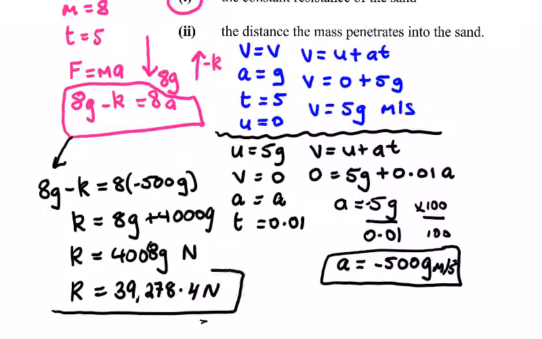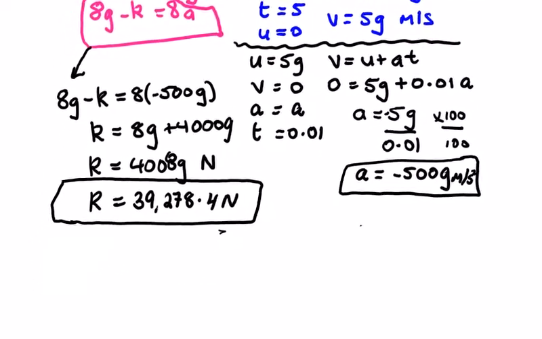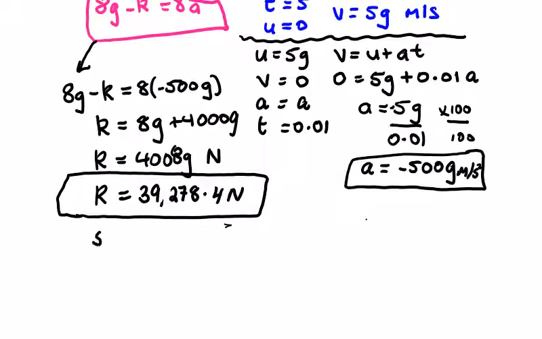Newtons for the resistance force in part 1, and then the distance traveled into the sand. So we're looking for s into the sand. It comes to rest. It's traveling at 5g, that's my u, and we have acceleration of minus 500g.